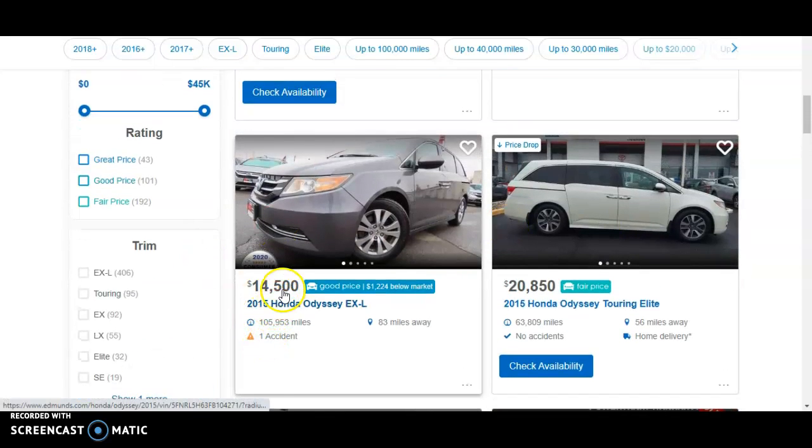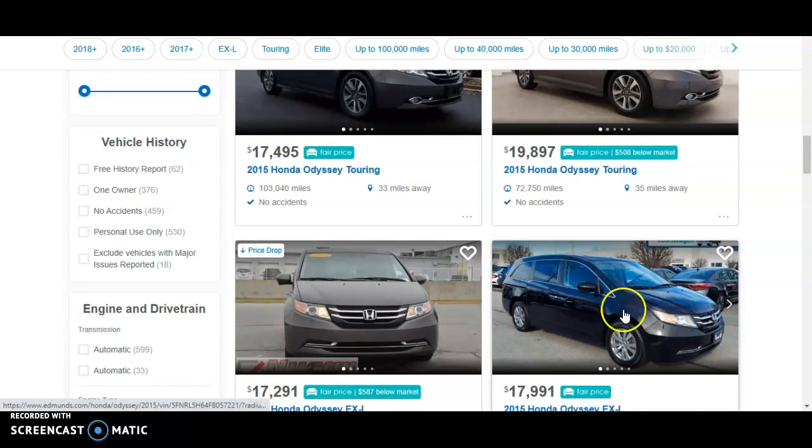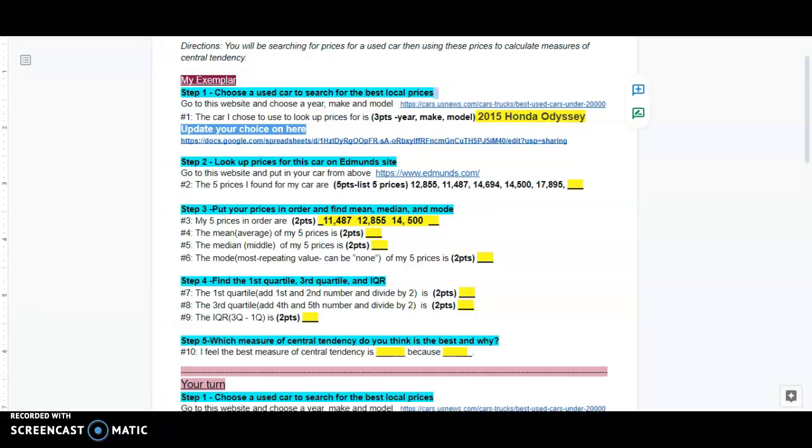So actually, I don't think I would have wanted to pick this one because it had an accident. That's usually not a good sign. Okay, so I went ahead and put in 5 prices. I already typed that in just to save you some time in this video. Now I'm going to put them in order, and as I put them in order, it's probably best for me to try to strike them through or something. So I'm going to let you do that.